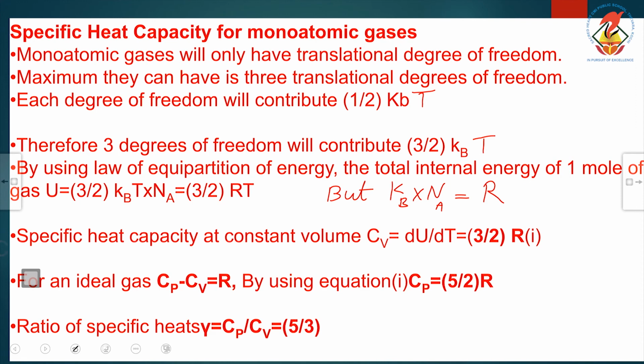Now, specific heat capacity at constant volume, Cv, is dU by dT. Here 3 by 2 RT is U, right. So dU by dT means when you differentiate, dT by dT is 1. So you will get the answer as 3 by 2 R. Let that be equation 1. That is what I marked 1 here. So Cv is equal to 3 by 2 R.